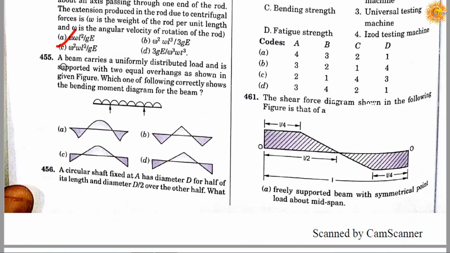Question number 455. A beam carries a uniformly distributed load and is supported with two equal overhangs as shown in the given figure. Which one of the following correctly shows the bending moment diagram for the beam? So correct answer is A. It will be this one.